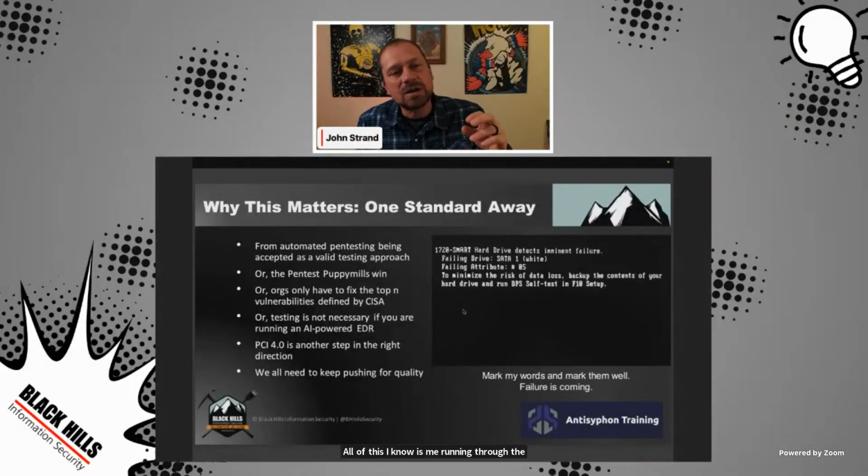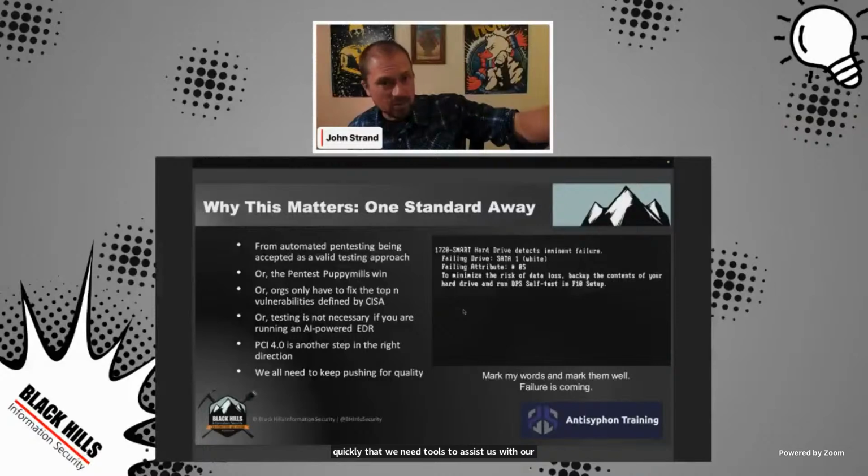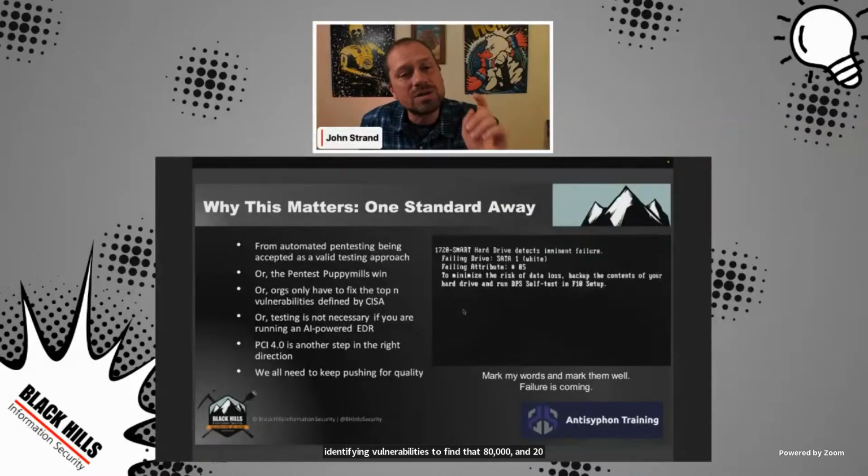I get that. But I also understand that AI stuff, it's not going to completely replace a human being. I want to be very clear. I think automated AI-driven pen testing assistance tools are amazing. That's just because the complexity of pen testing is exploding so quickly that we need tools to assist us with our job in identifying vulnerabilities, to find that 80-20 and the Pareto principle to take care of that 80%. But we're always going to have that 20% custom application, custom APIs, custom integration, simple configuration mistakes that a human being is going to have to look at.